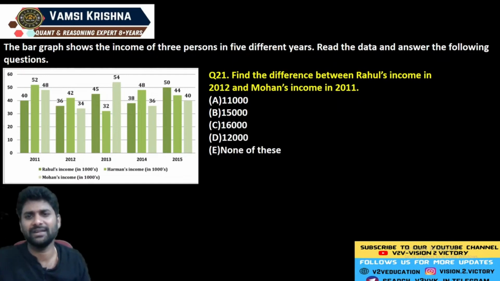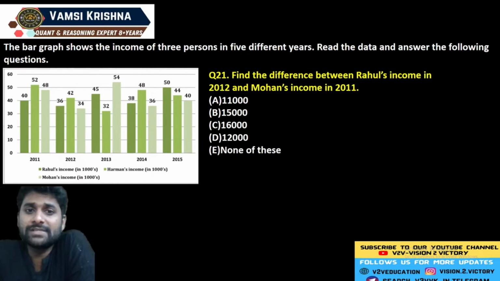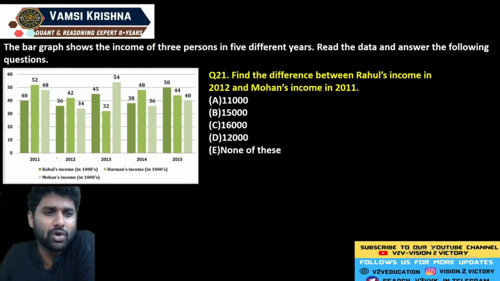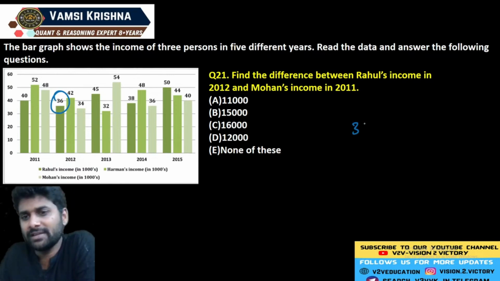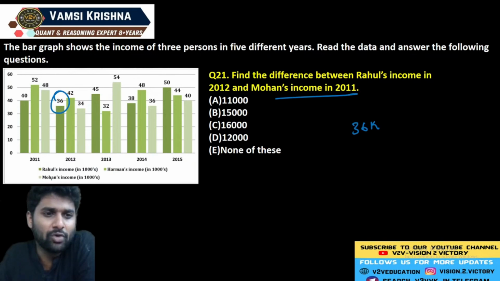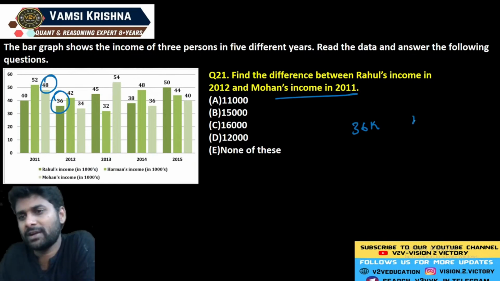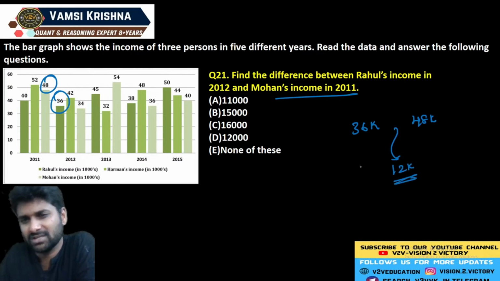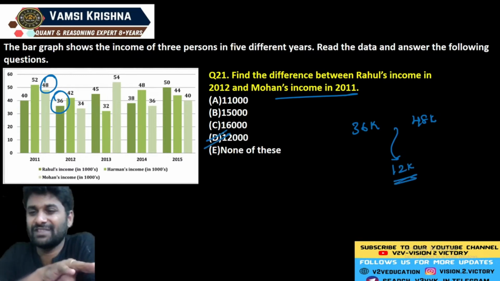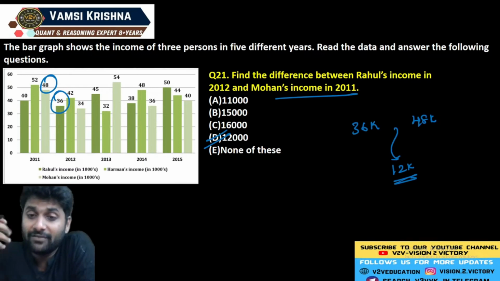It's an approximation, right? Now find the difference between Rahul's income in 2012 and Mohan's income in 2011. Rahul's income in 2012 is 36,000. Mohan's income in 2011 is 48k. What is the difference here? 12k. It's a simple question, guys. You can get this option within 5 seconds. For these kinds of questions, if you observe carefully, you can save your time.